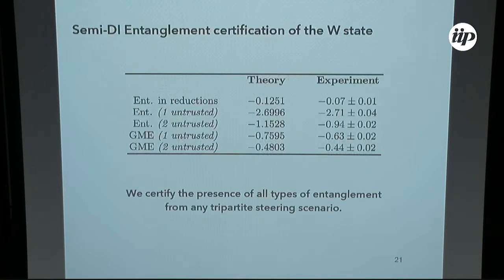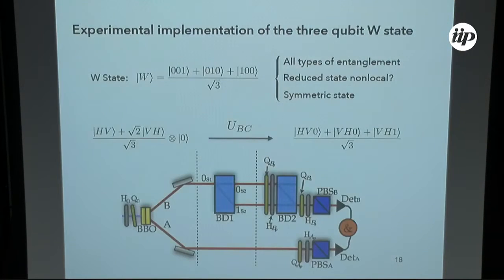Okay, so now let me tell you quickly about the experimental part, which was done here in Brazil, in Rio. So the idea was to produce a W state, firstly because the W state contains all types of entanglement, right? Also because the reduced state of the W is still interesting because we don't know if actually it is non-local. So perhaps we can say if it's steerable, if it can demonstrate steering. And of course, it's also an interesting state in general in quantum information, in part because it's a symmetric state among three parties. So we start by preparing a partially entangled state in polarization.